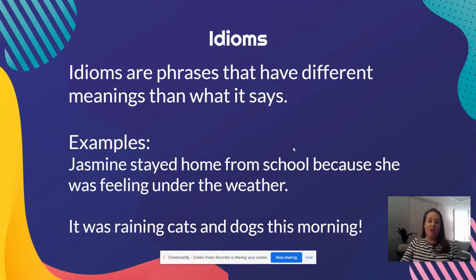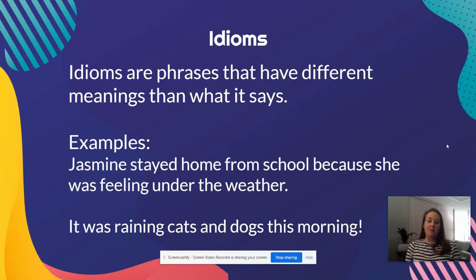Next, we have our idioms. Idioms are phrases that have different meanings than what it says. For example, Jasmine stayed home from school because she was feeling under the weather. Now, that statement, under the weather, does not mean that she is under clouds, under rain, or anything pertaining to weather, but what it means is Jasmine stayed home from school because she wasn't feeling good.